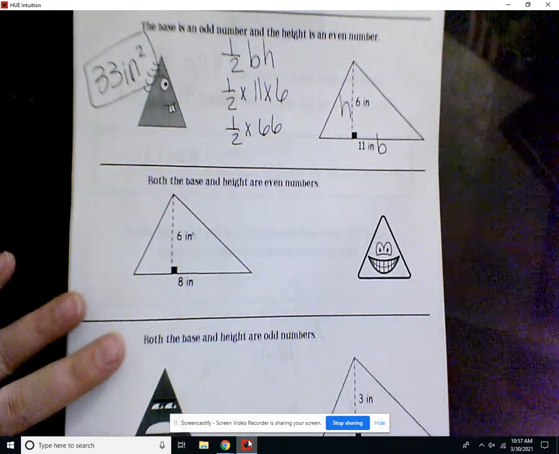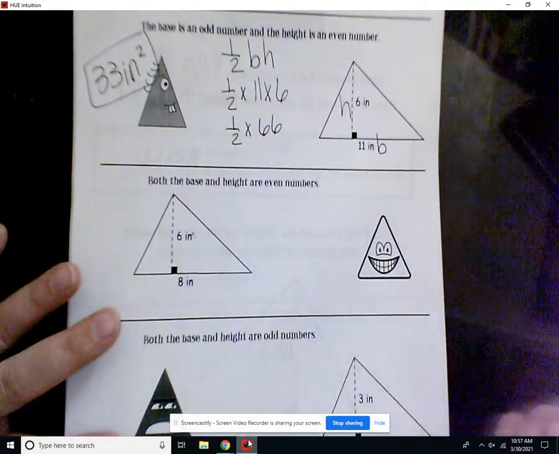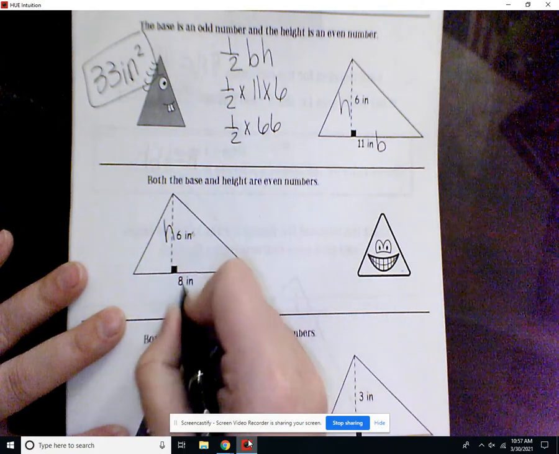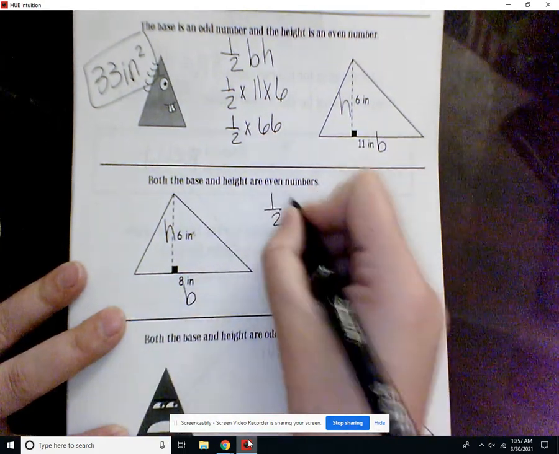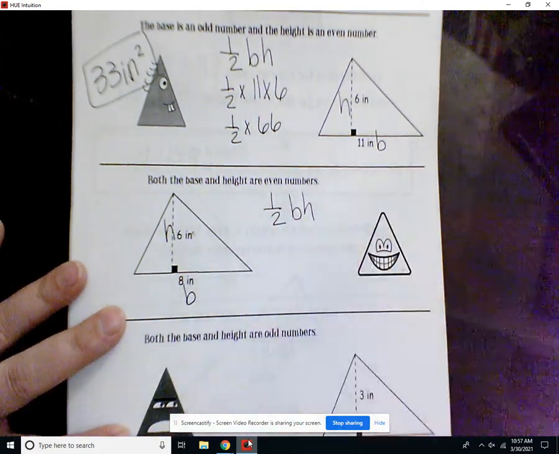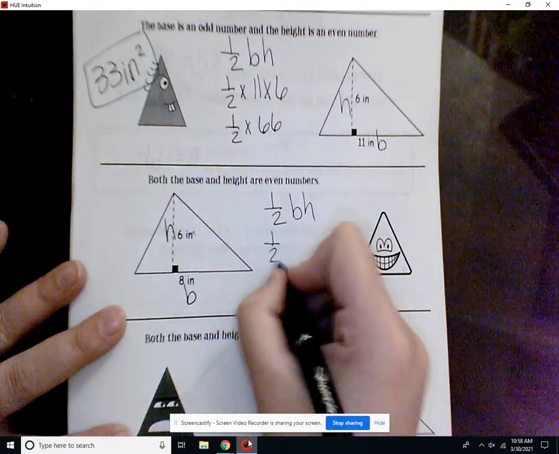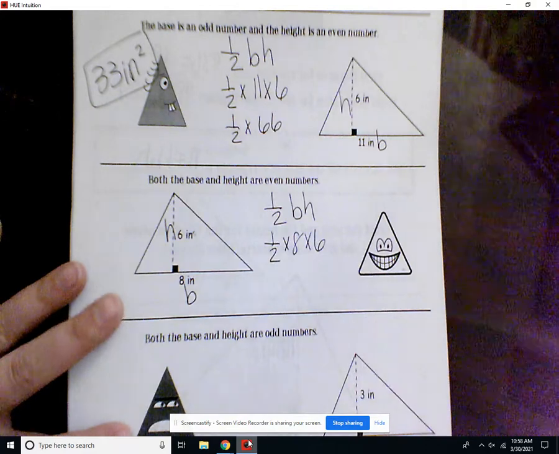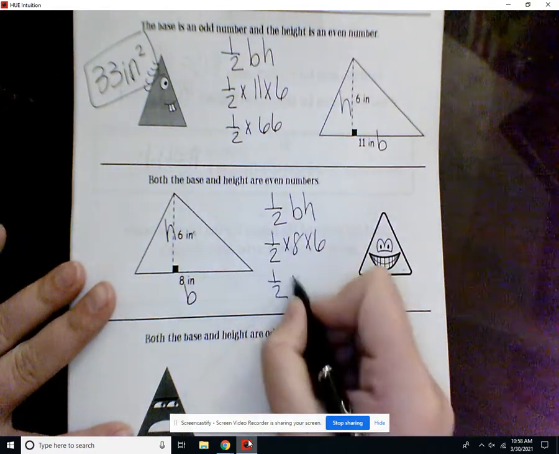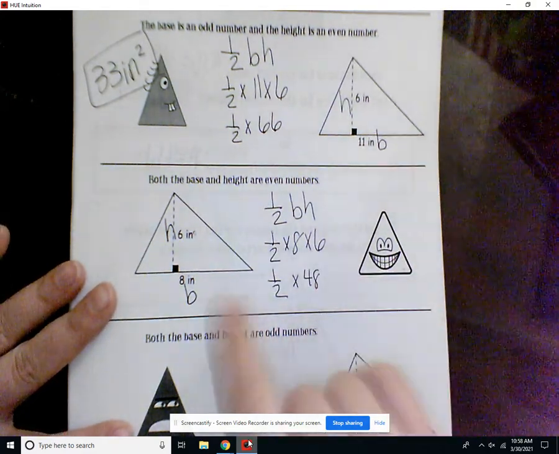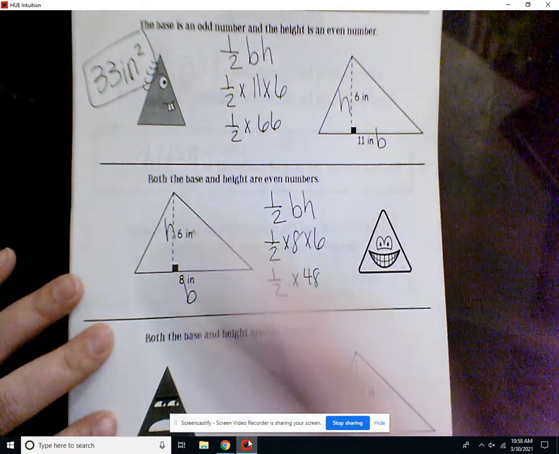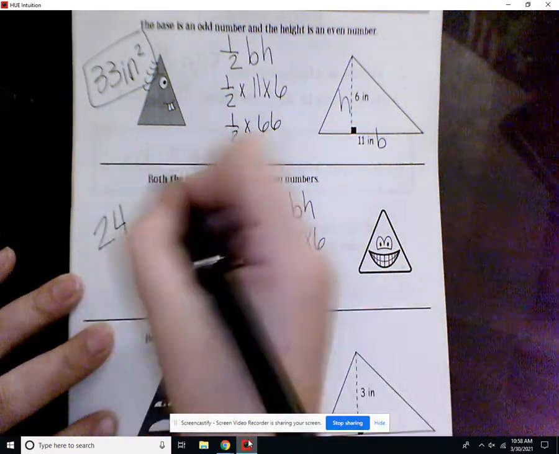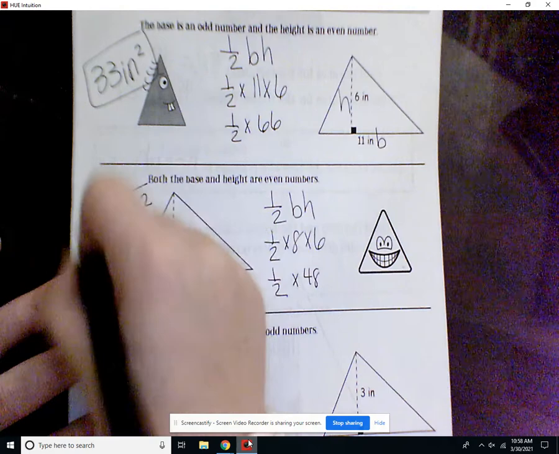All right, so both bases are even numbers. So there's your height, there's your base. So there's my formula, 1/2 BH. So I have 1/2, base is 8, height is 6. So we're going to multiply 8 times 6, 48. Cut it in half, so divide it by 2, which is 24 inches squared.